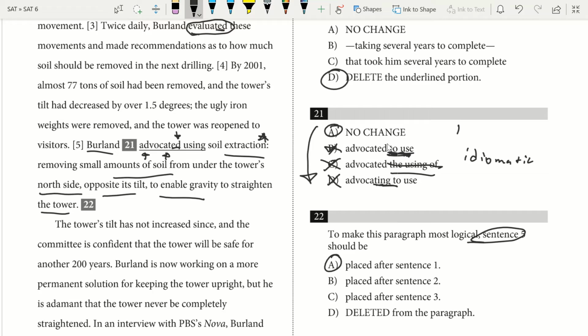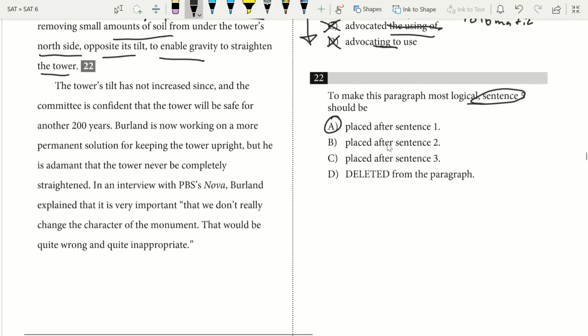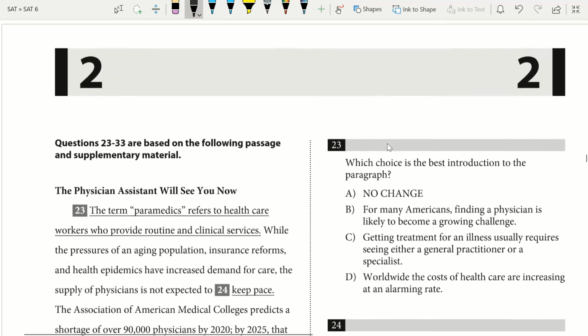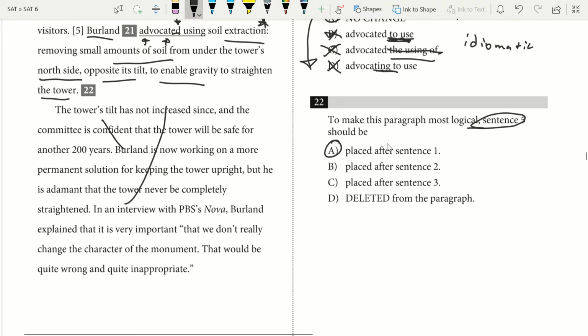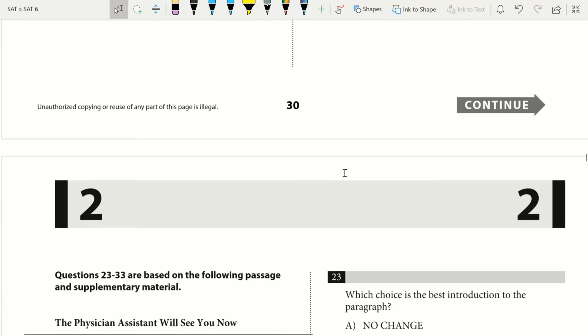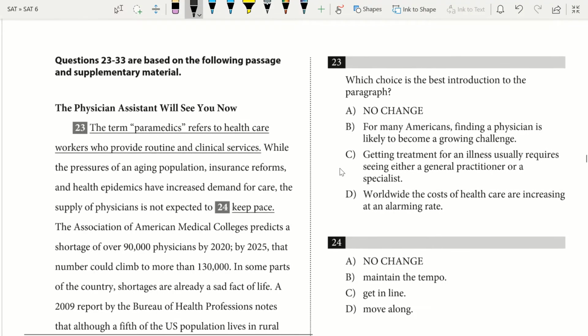And then question 22, we already answered, so we move on. We see that there aren't any more, so we don't even bother reading this whole paragraph. So now we can just get to questions 23 to 33.